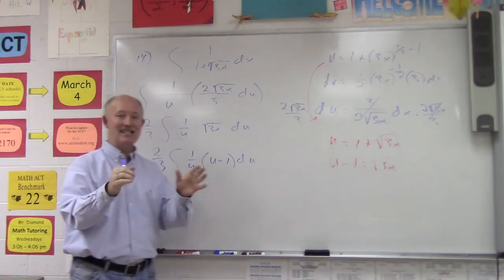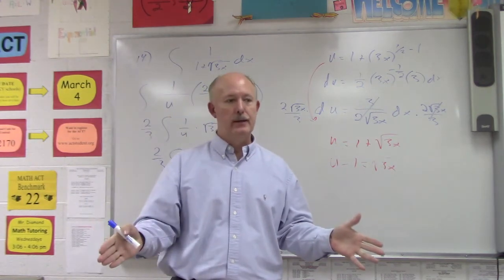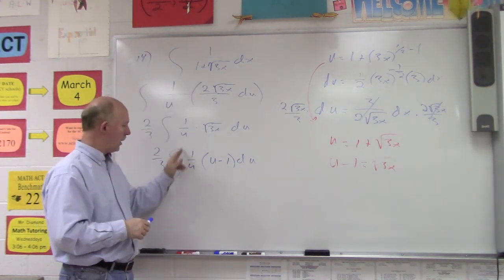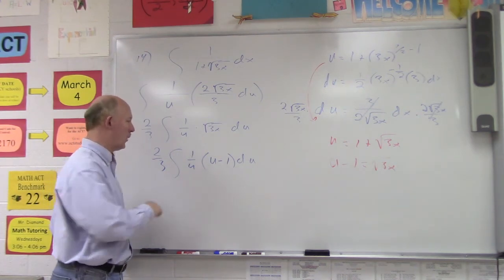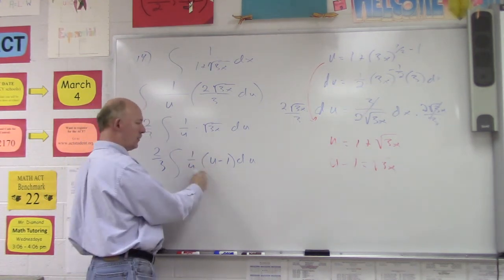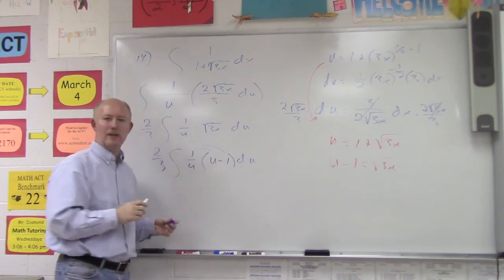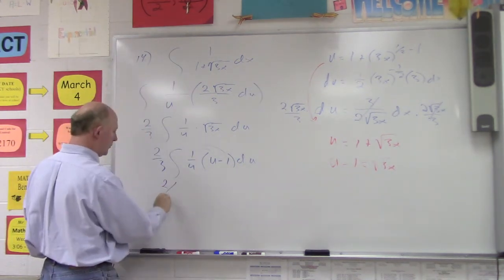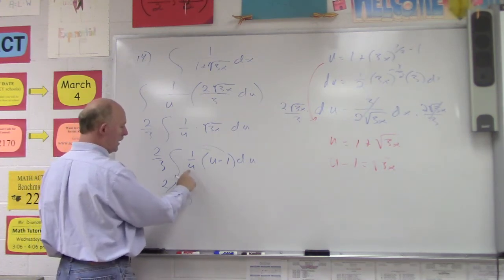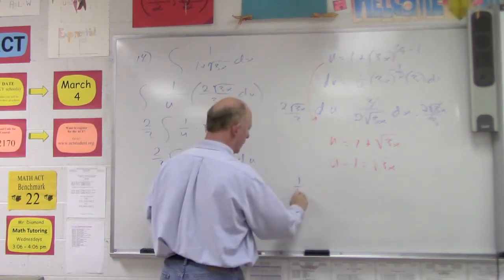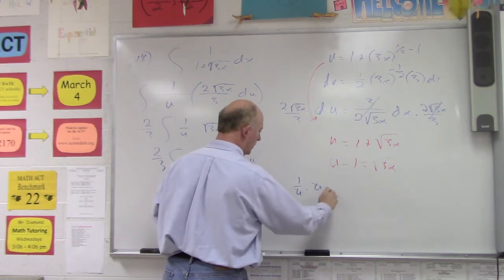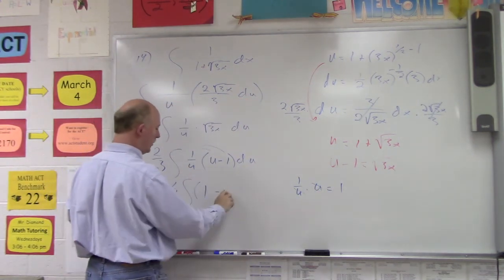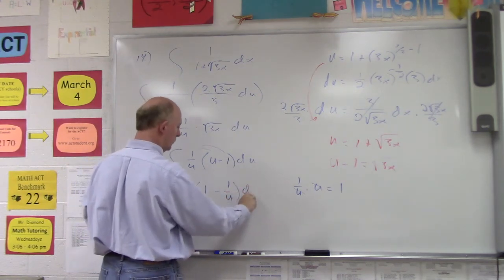Now, everything is in terms of u, but we do have to simplify it a little bit. I've got 1 over u times the quantity u minus 1. Let's remove our parentheses and multiply u minus 1 inside, using the distributive property. So bring the 2/3 down, so you get 2/3 integral. Now 1 over u times u, the u's cancel, equals 1. So this becomes 1 minus 1 over u times 1, which is 1 over u, du.